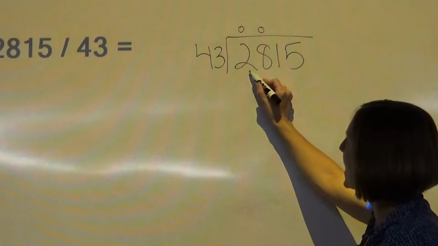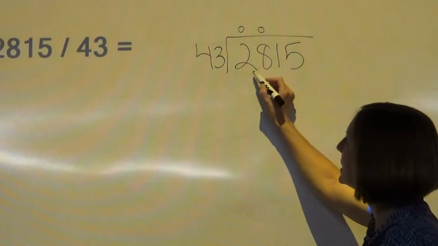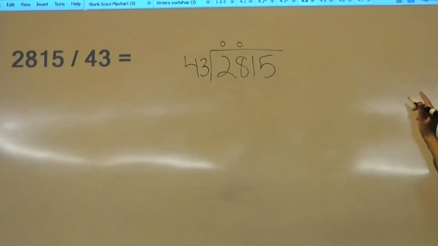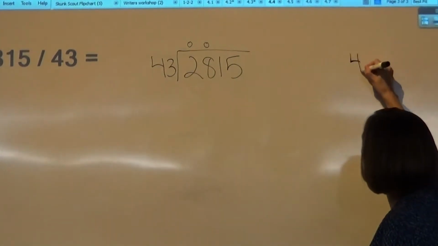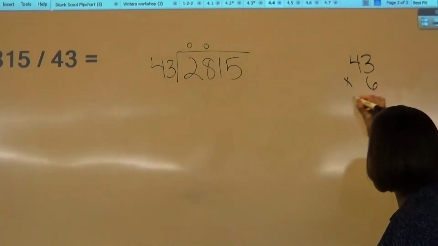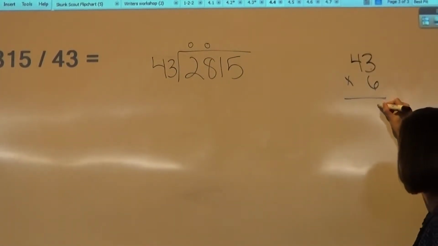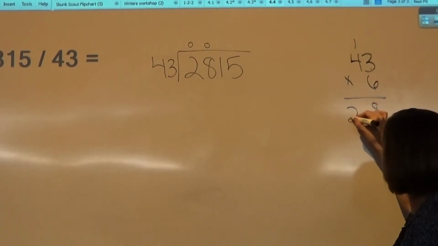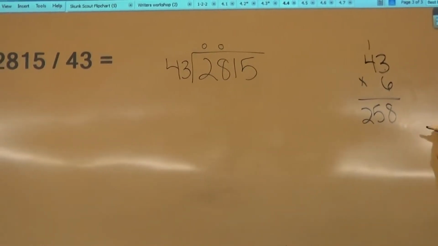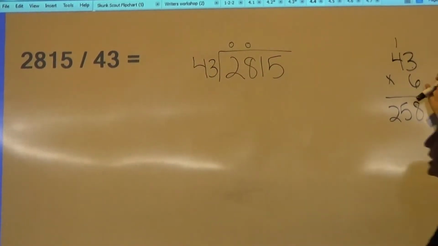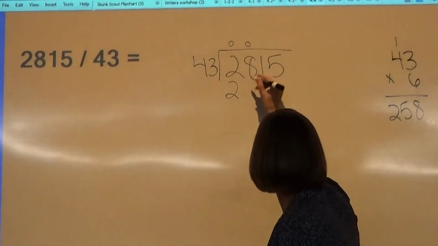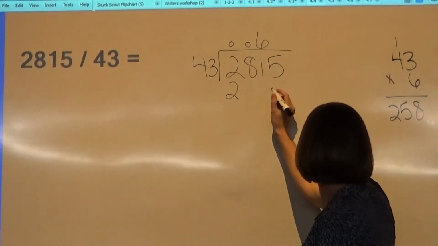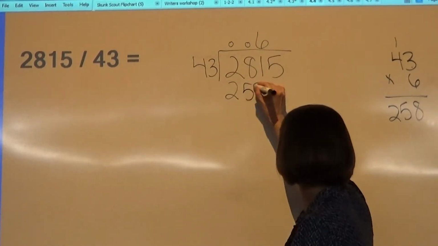So I can use my mental math strategies. I know that 40 would go into 280 about 7 times. But that would be just a little too much, I think. So let's try 43 times 6. 6 times 3 is 18. 6 times 4 is 24, plus 1 is 25. That gets me pretty close. So I'm going to use some guess and check and do some work here to find out that it goes in 6 times. And if I multiply 6 times 43, it's 258.